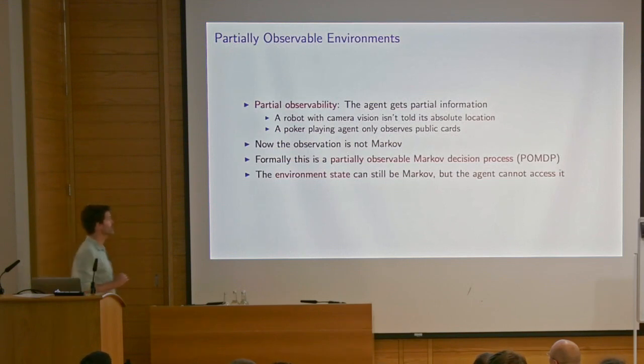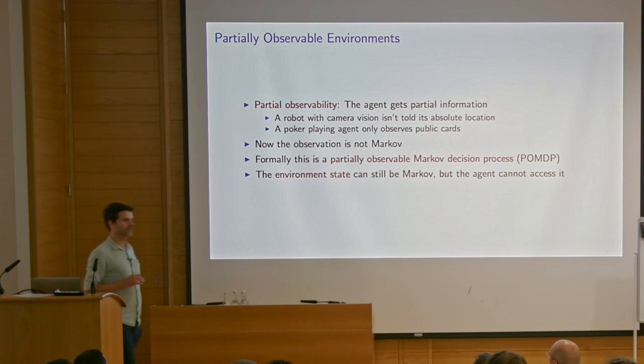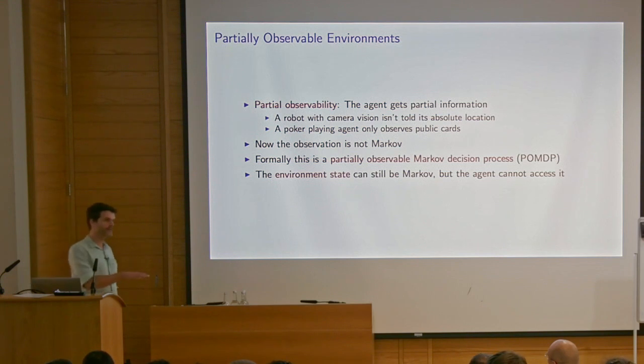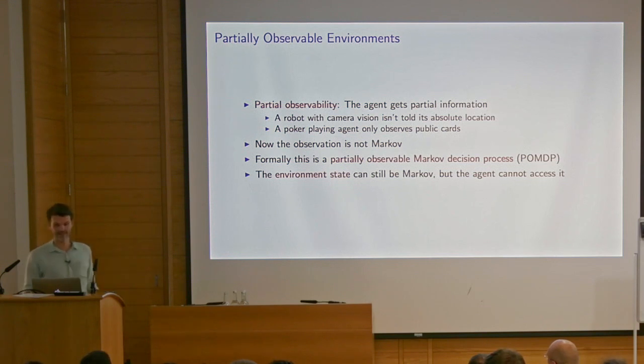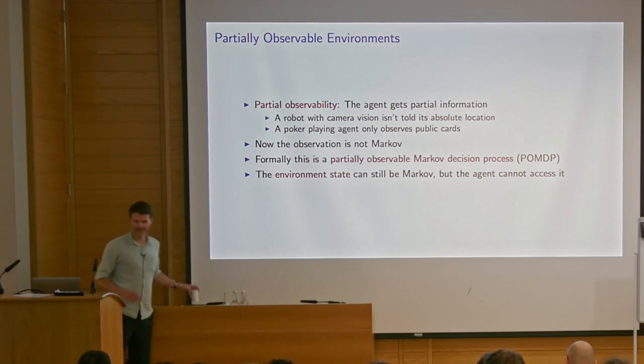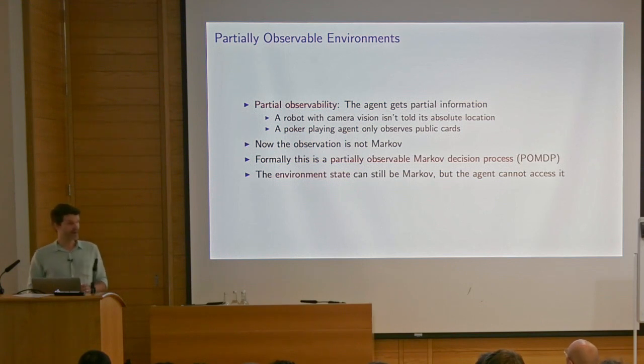More commonly, we're in a partially observable setting, where the agent gets some partial information about the state of the environment. As I mentioned, you could think of a robot with camera vision. For instance, the robot might not be told its absolute location, even if knowing that location would be very useful for its policy. Another example would be a poker player agent that only observes the public cards but doesn't know the cards of the opponents. In that case, this is not a fully observable setting, and the observation now is not Markovian. Formally, this is called a partially observable Markov decision process. It's quite an obvious name in that sense. And note that the environment state might still be Markov, although the agent cannot access it.